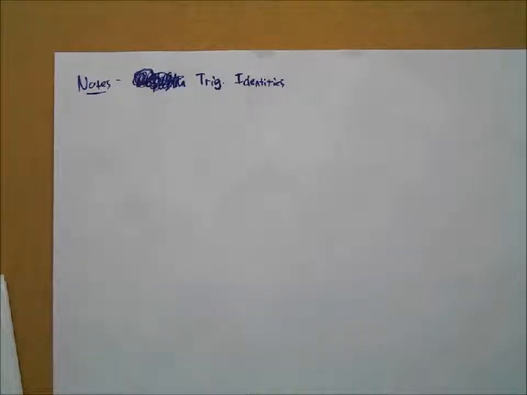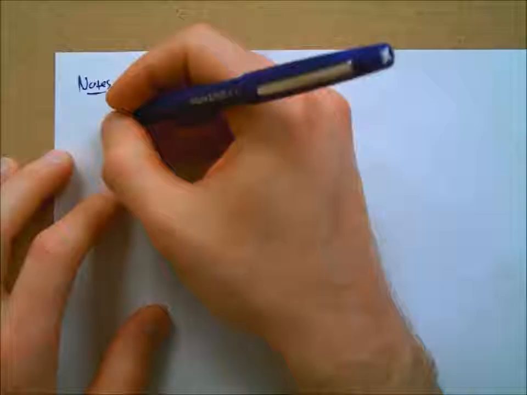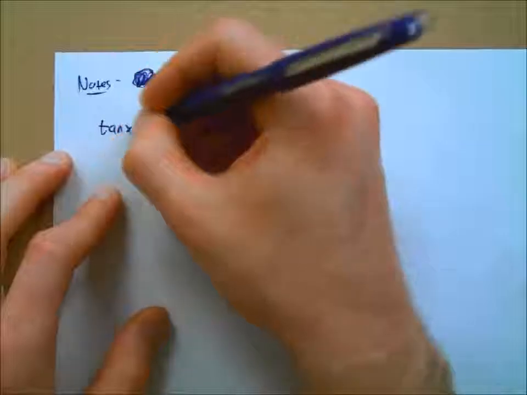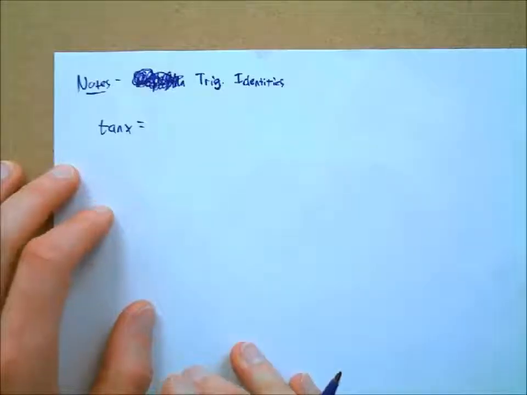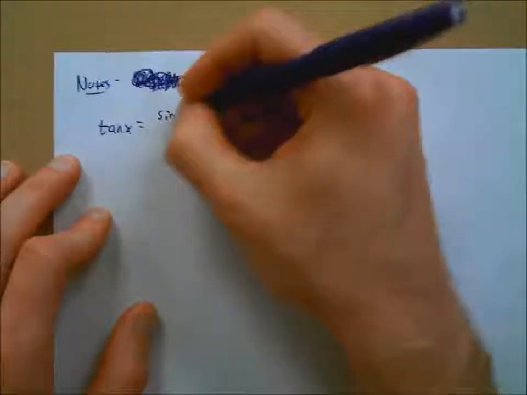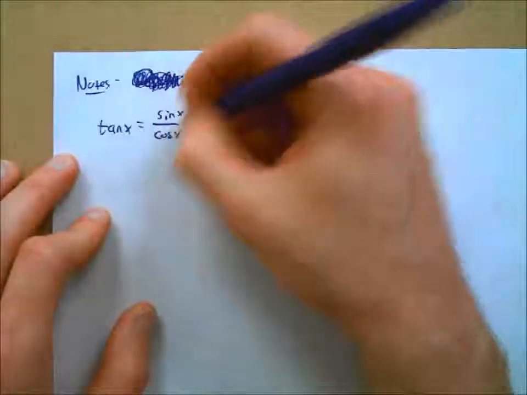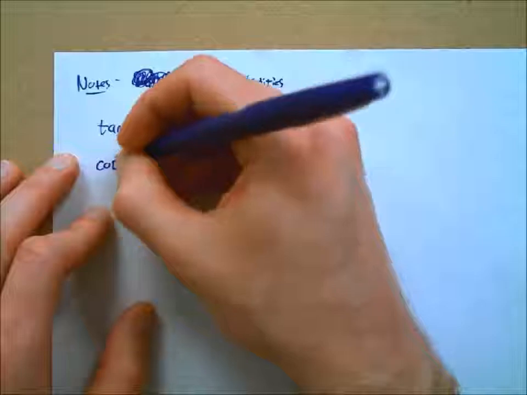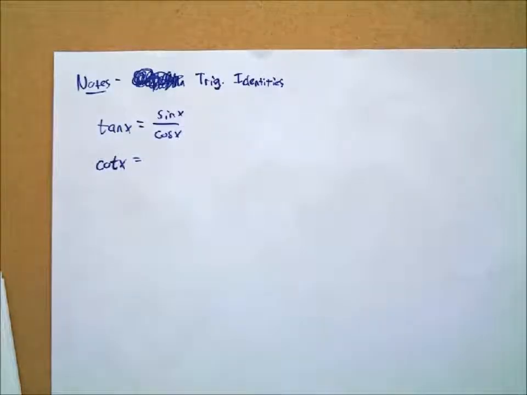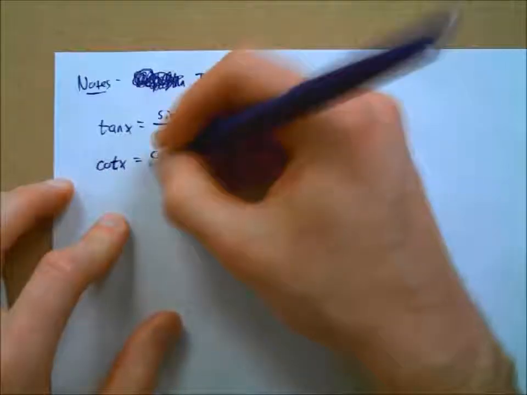For example, we know that tangent of x is equal to what? Sine of x over cosine of x. Okay, and then we also know that cotangent of x is what? Cosine x over sine x, right? Okay, so we have those identities.